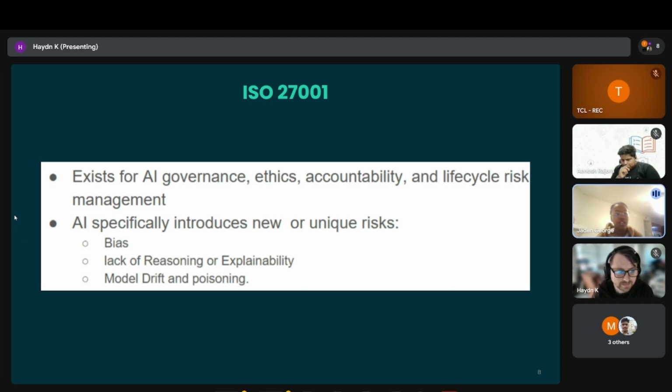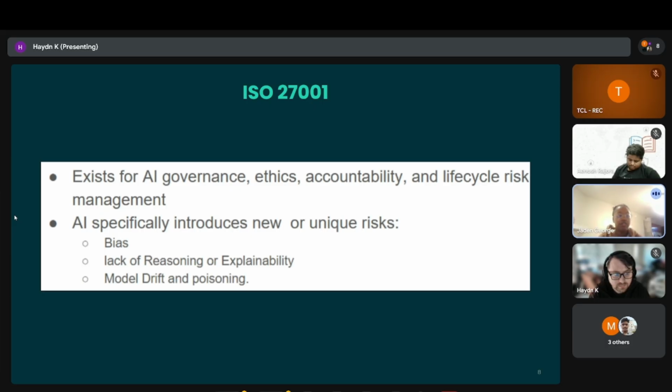So this ISO exists for AI governance, ethics, accountability, and lifecycle risk management. So it's AI, because AI is being adopted at such a high rate. There's little to no governance, and so organizations are deploying machine learning models, generative AI systems, and autonomous decision-making tools without the proper governance. And without the proper governance, AI systems can make biased decisions or produce harmful outputs or violate privacy laws.